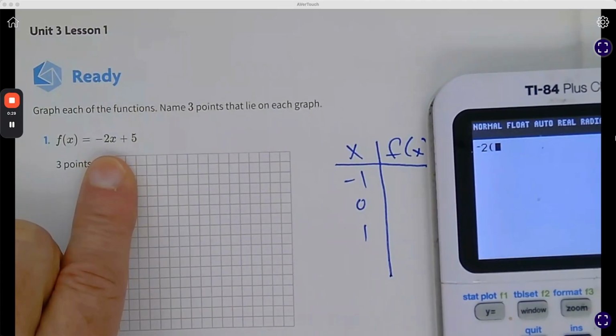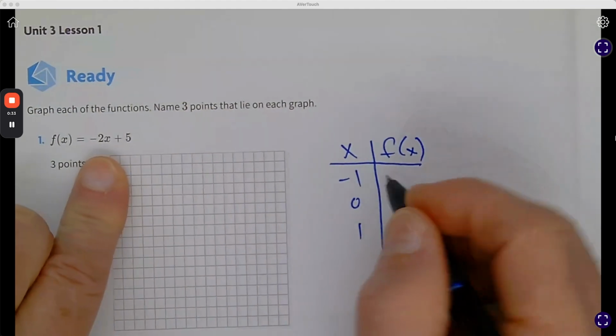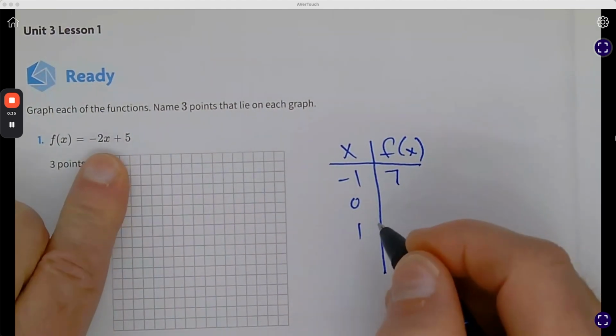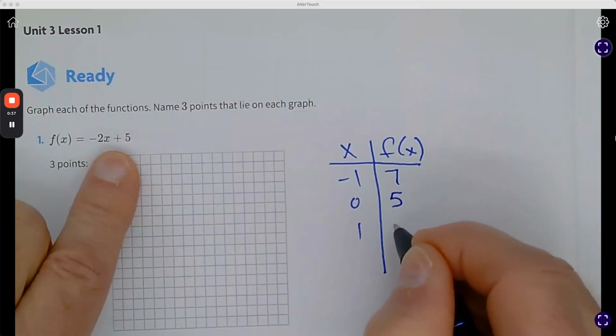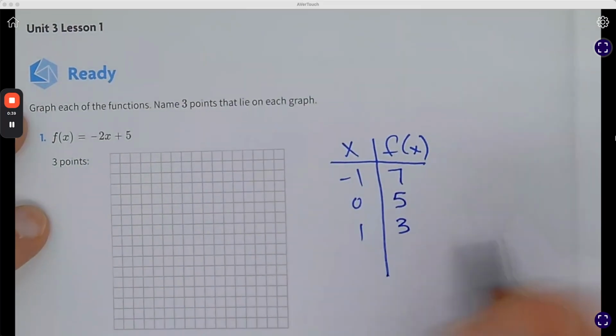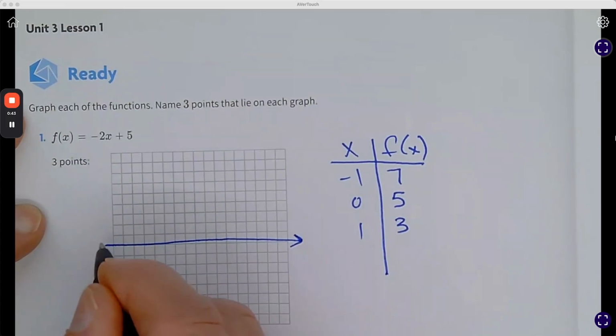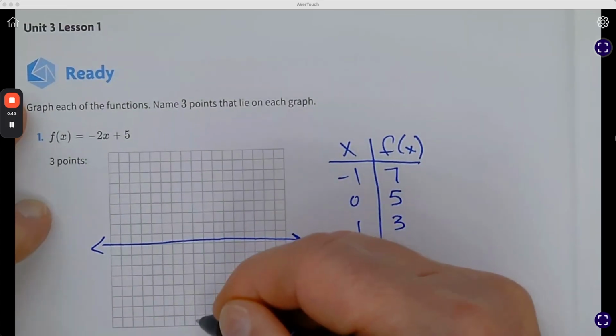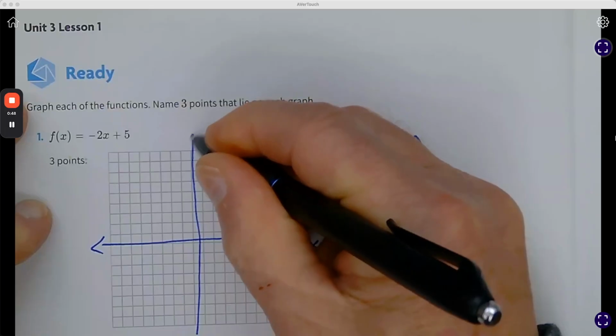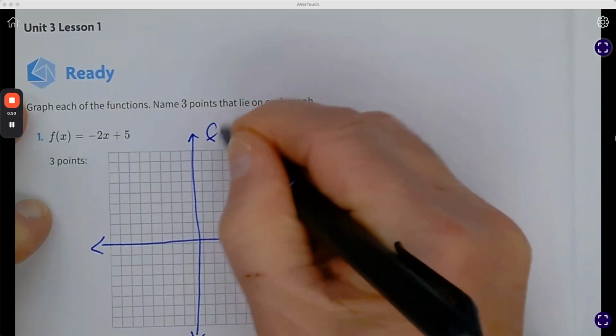So negative 2 times negative 1 plus 5, 7. Now if I do that same thing with 0, I get 5. Do the same thing with 1, I get 3. I'm now going to draw my coordinate plane. There's my x-axis, and there's my f of x axis.